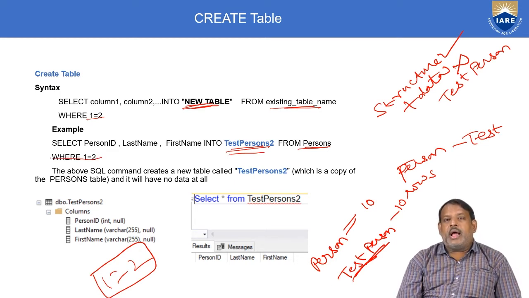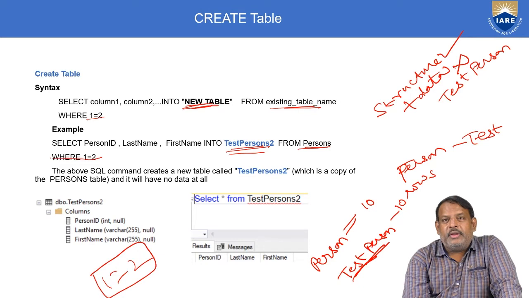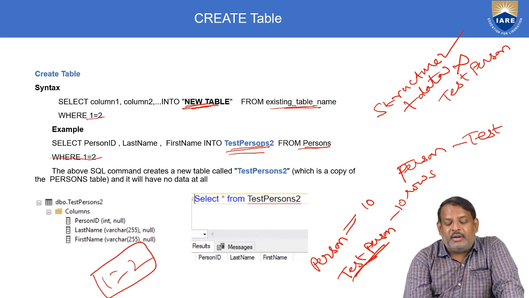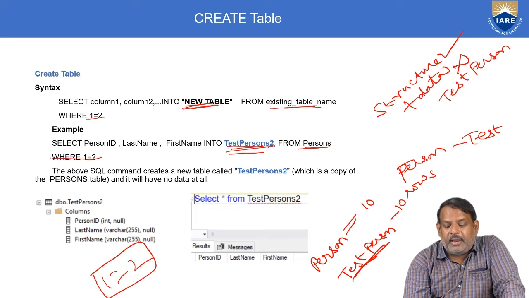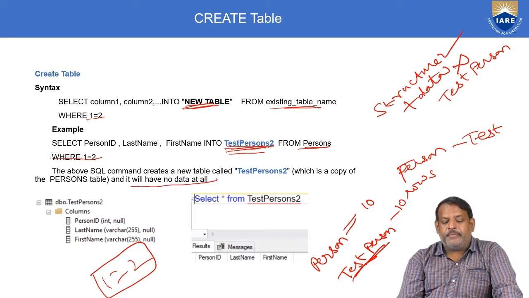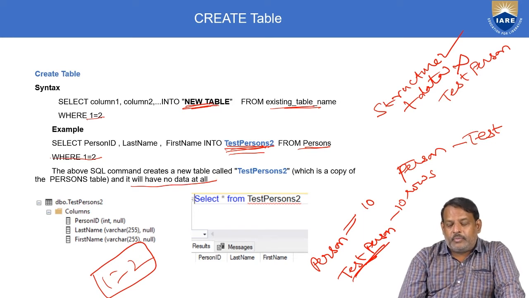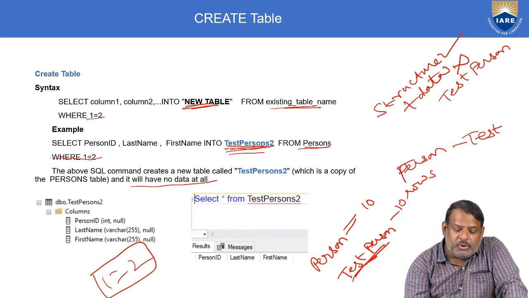That means I'm introducing here a false condition, that is 1 is equal to 2. When 1 is equal to 2, that is not a valid condition. Nothing will be written here. So an empty table will be created having no data. In this case, we are also using the into command.